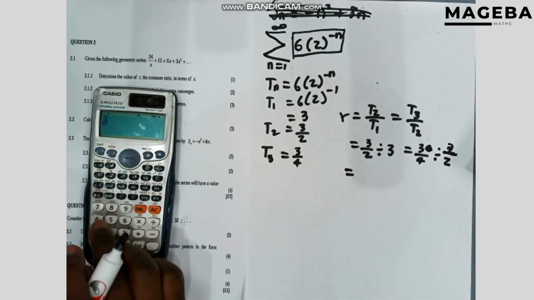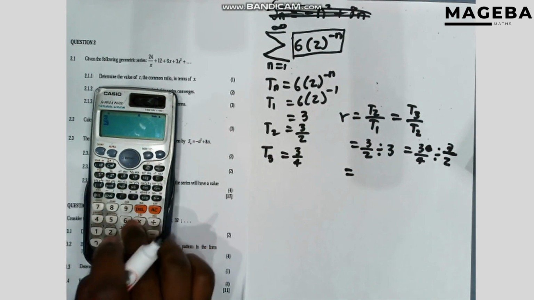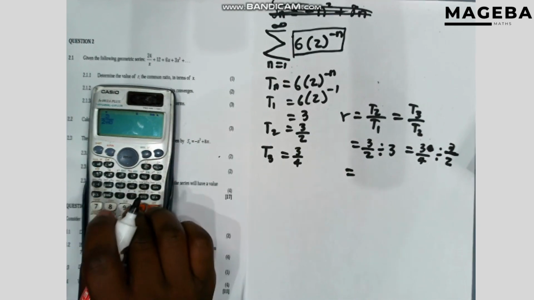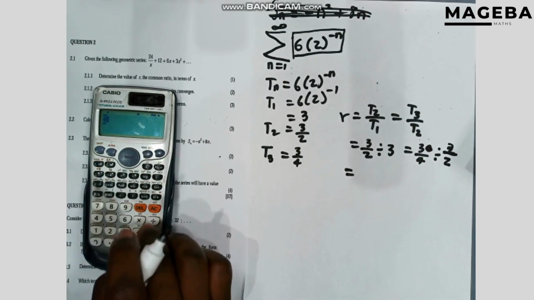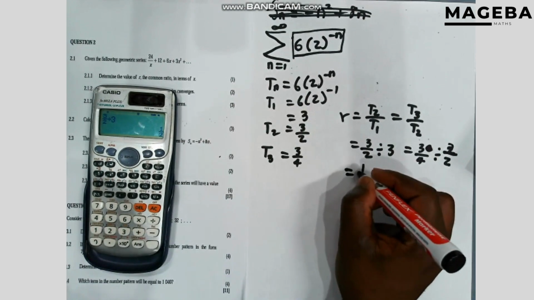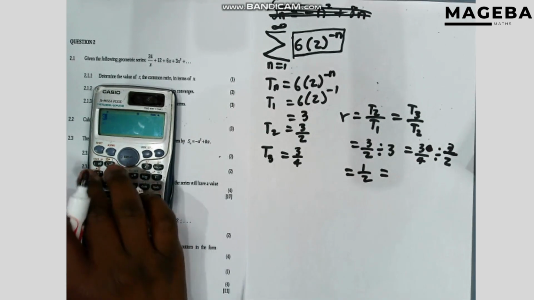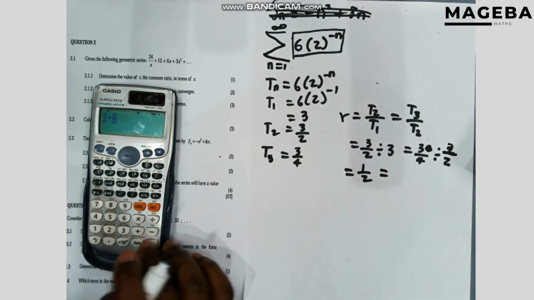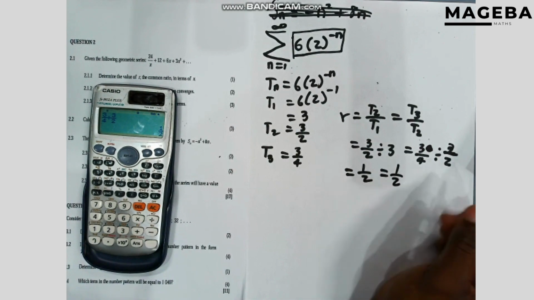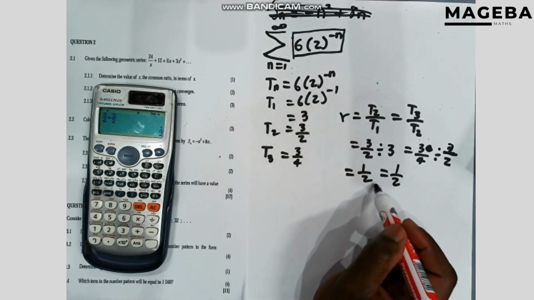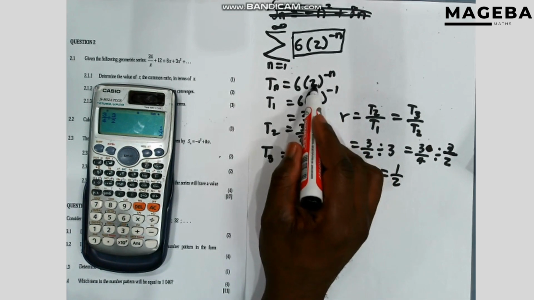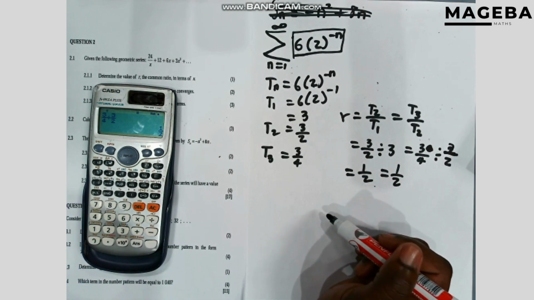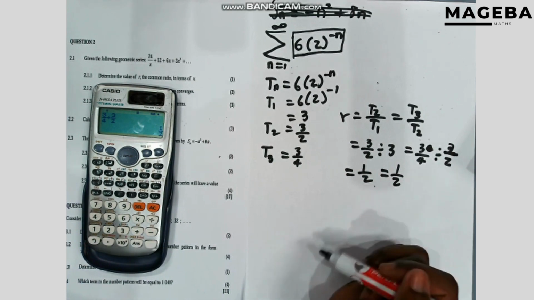Then 3 over 2 divided by 3, we're finding 1 over 2, equals 3 over 4 divided by 3 over 2, we're finding 1 over 2. So you see guys, this and this are not the same. So if we assume that this 2 was our r, we're going to be wrong. Don't assume, find the 3 terms and find the ratio.